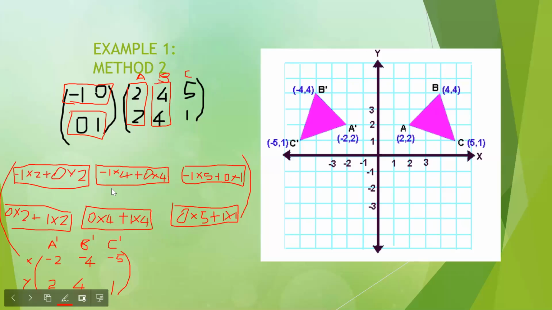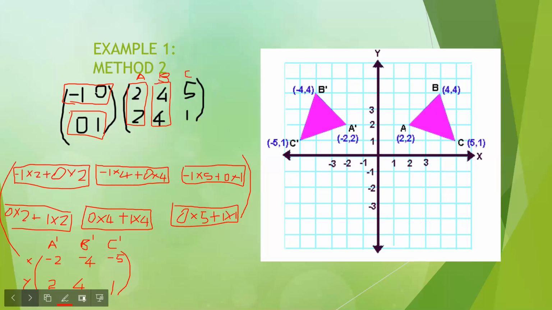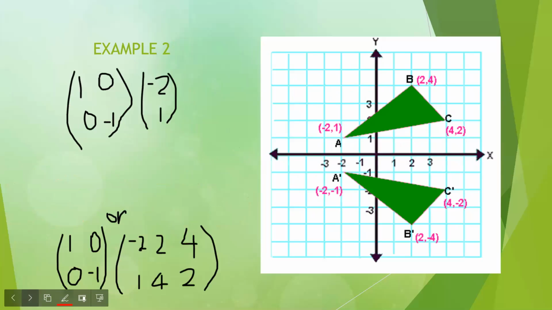If you do not want to do the two matrices or the multiplication at once, you can do it the first way I showed you, which is multiplying the matrix by each point. So each point, you still get the same answer. Remember, in math, there are several ways to work out any sum. All right, the same way here, this is an example with the y-axis.